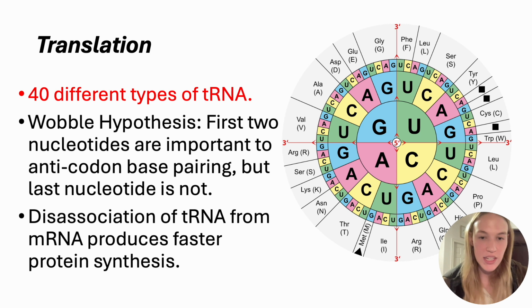The first 2 nucleotides are important to the anticodon base pairing, but the last nucleotide appears not to be. Now, this is going to be helpful for efficiency purposes. The dissociation of tRNA from mRNA is going to be able to produce faster protein synthesis, but I want you to understand why we might not need quite as many tRNAs because of this hypothesis.